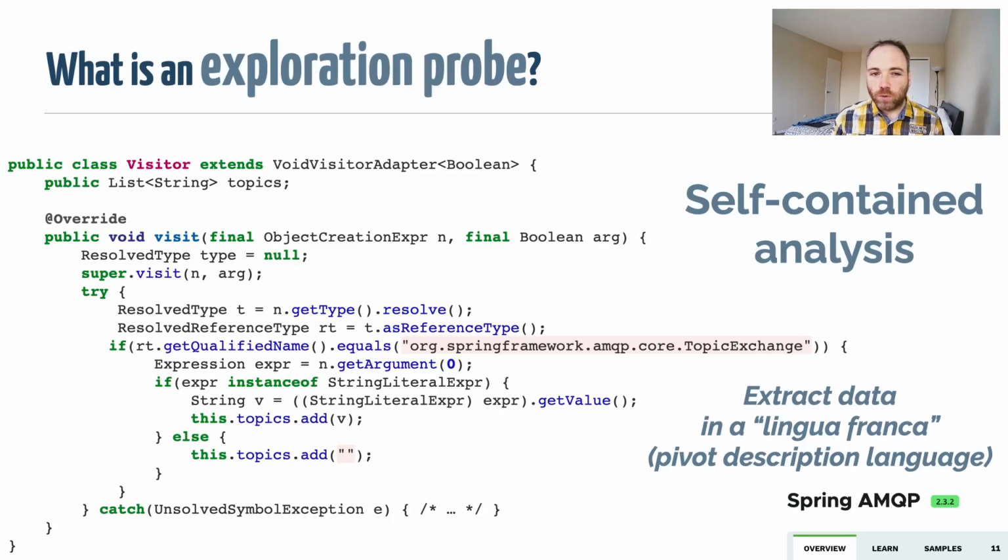And what is an exploration probe like? More concretely, it's basically a software that is a black box, so it can be written in any language, and that will perform an analysis. For example, here it's digging inside Java code to extract a topic exchange variable that is used for asynchronous communication between services in the Spring framework using RabbitMQ. So you see it's very technical and very specialized.